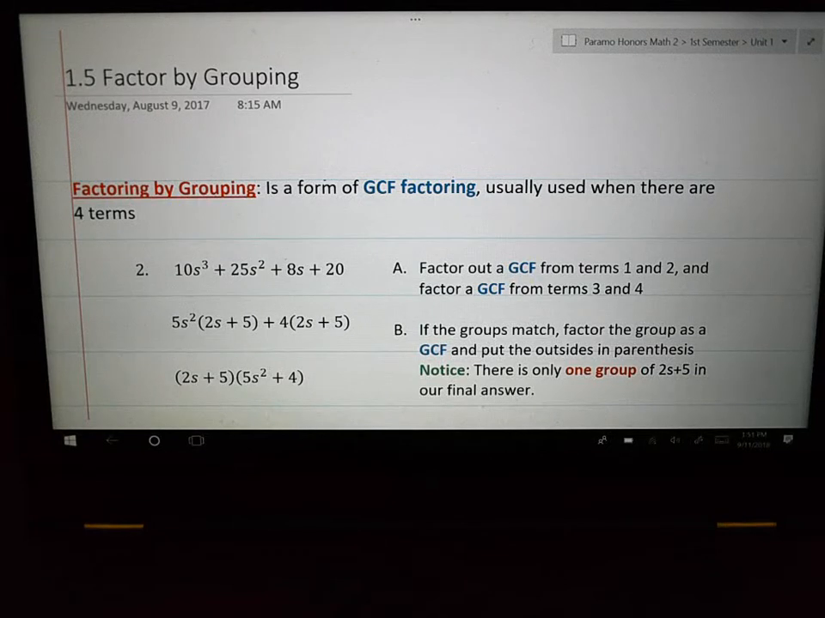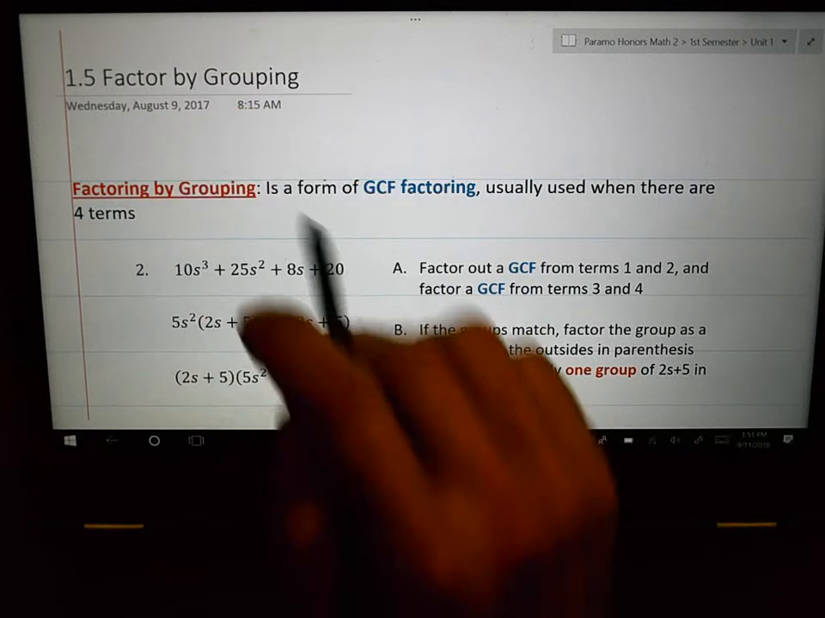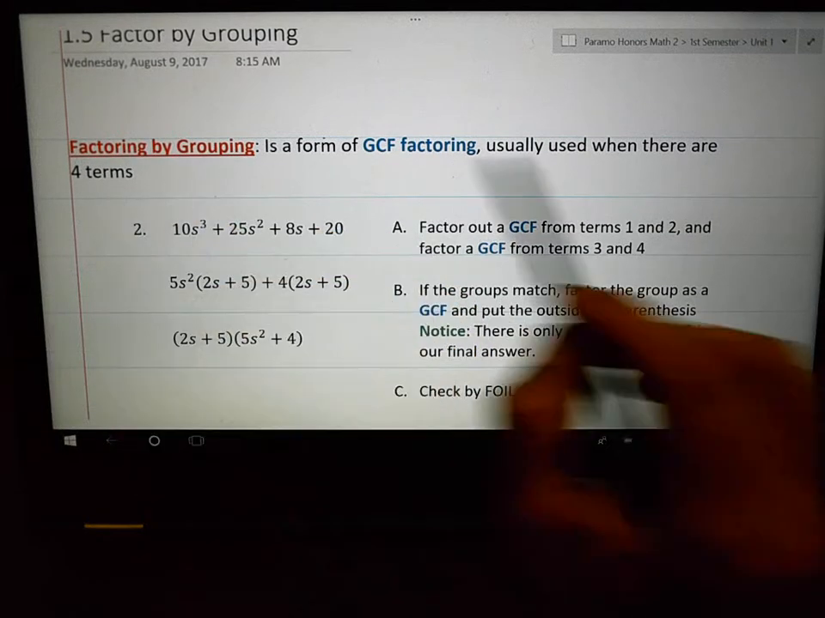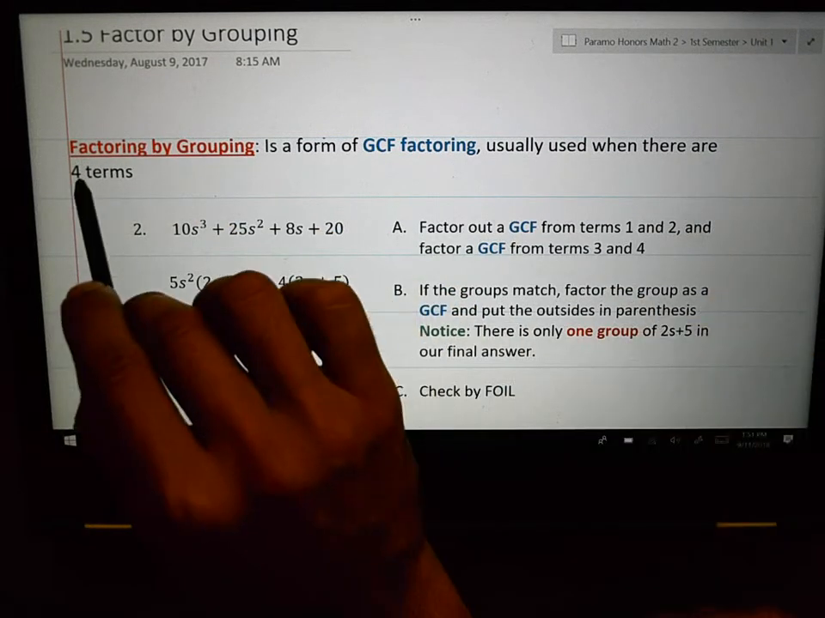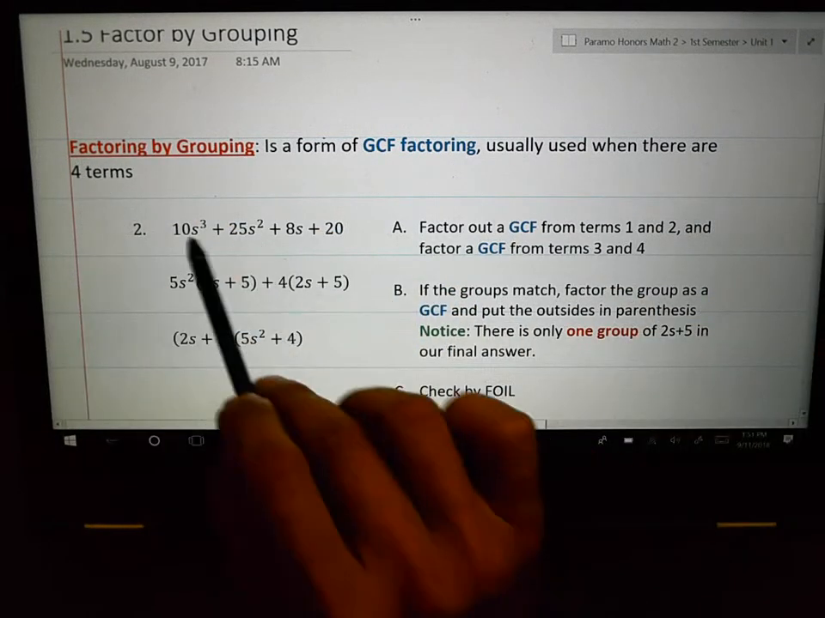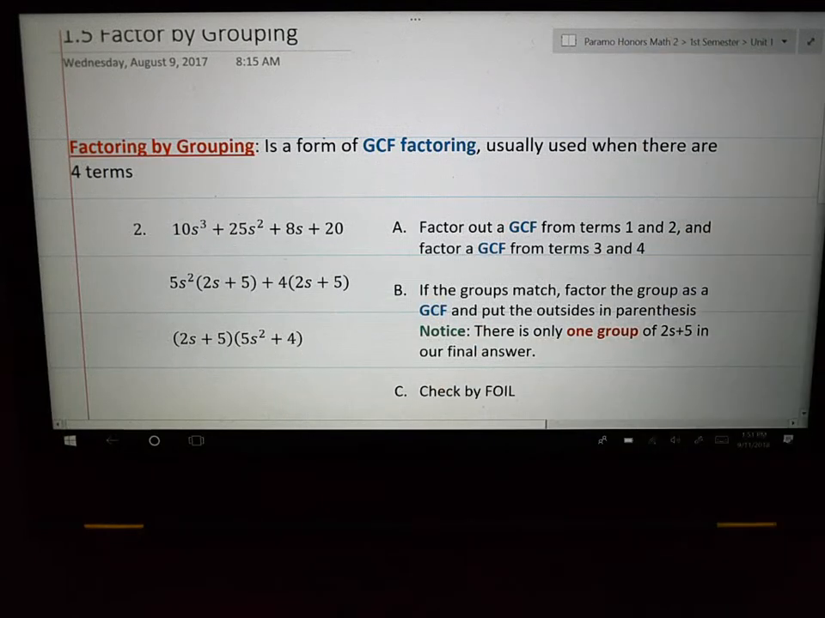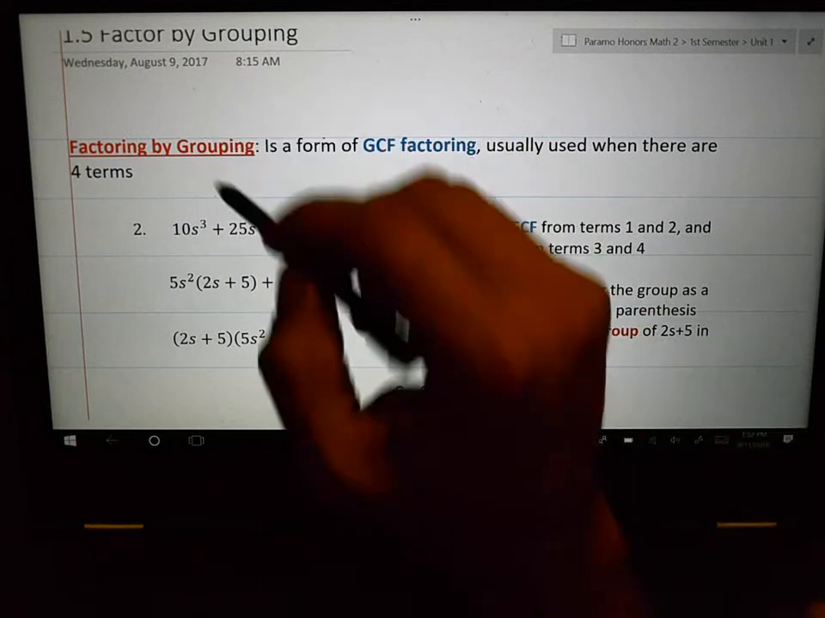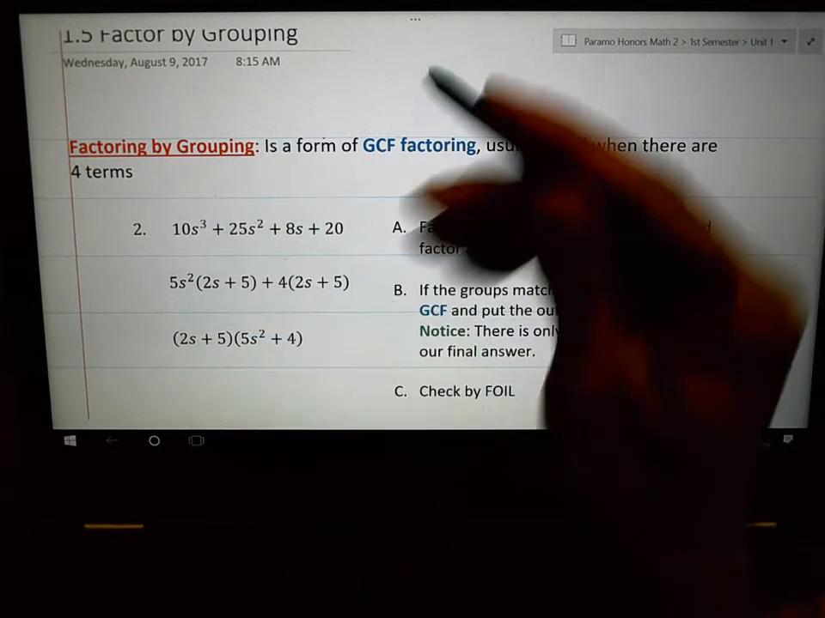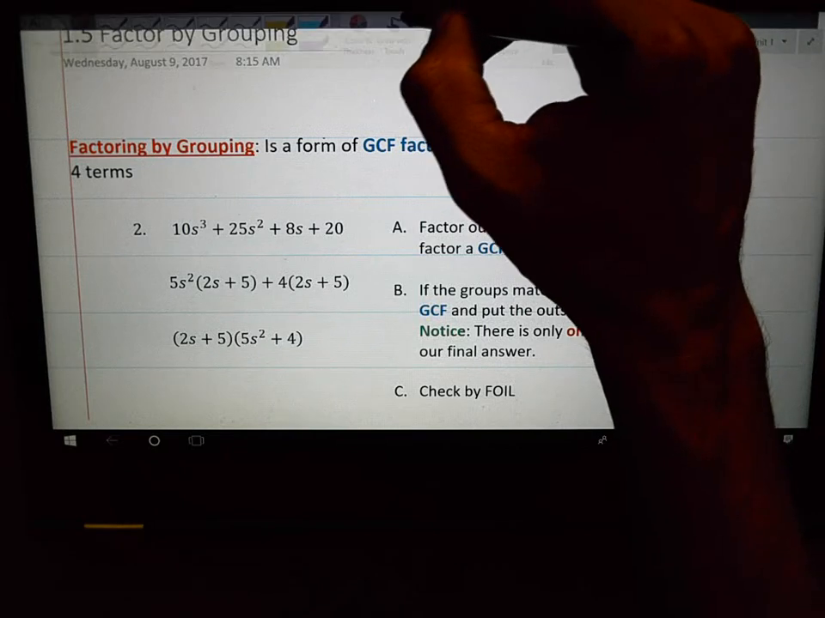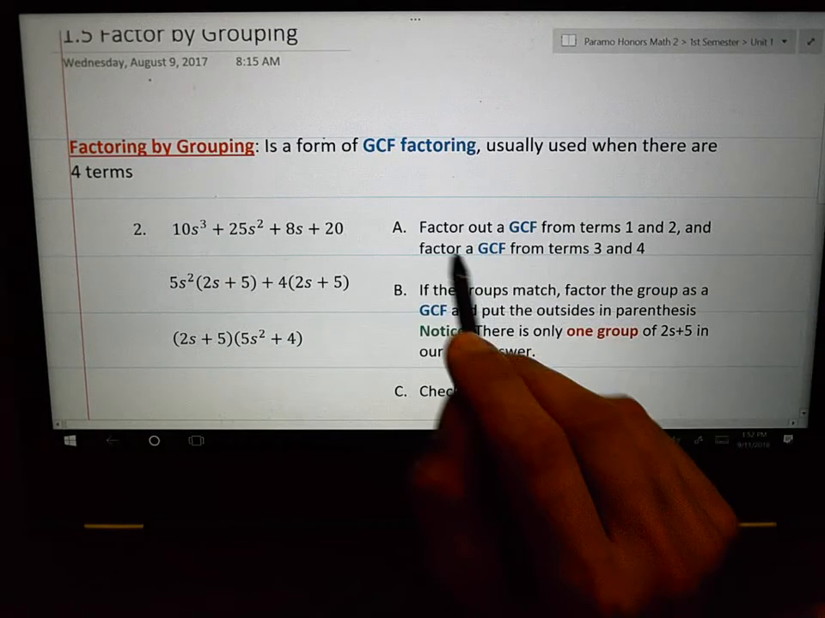1.5 is on factoring by grouping. Factoring by grouping is a method that usually we will use when there are 4 terms. 1, 2, 3, 4. When there are 4 terms and there's no GCF of every single thing and there's no way to factor it, this method works fairly well.